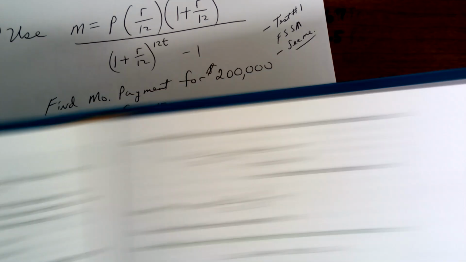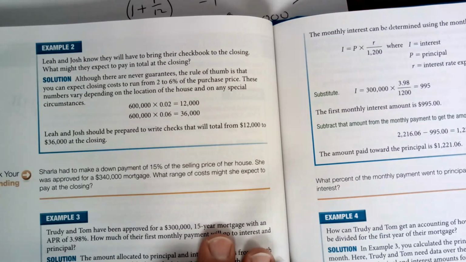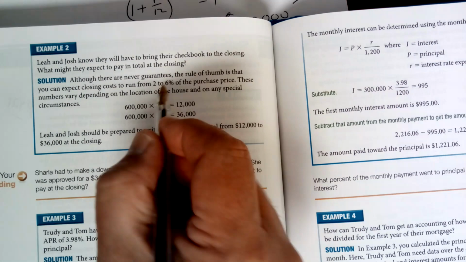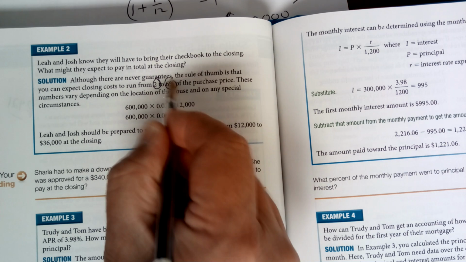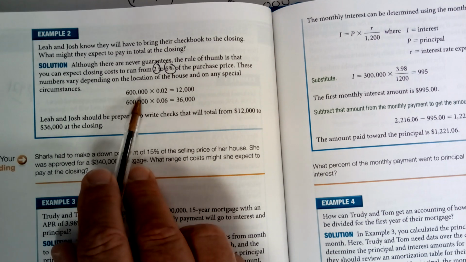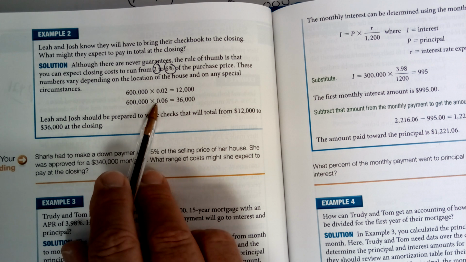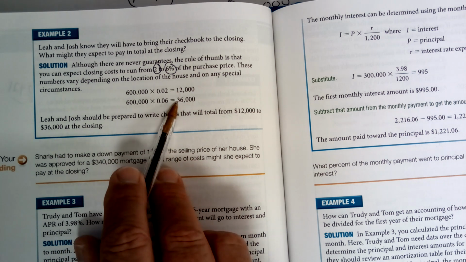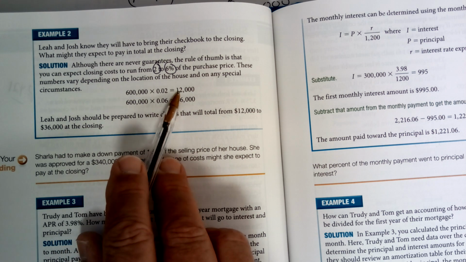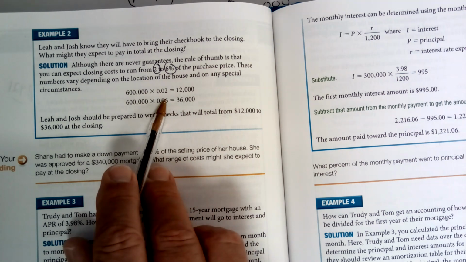Let's go here. They tell you that closing costs are anywhere from 2% to 6%. So you take 600,000 times 2% and 6%. So you have to have about 36,000 or as little as 12,000. Closing costs is dictated by the title company.